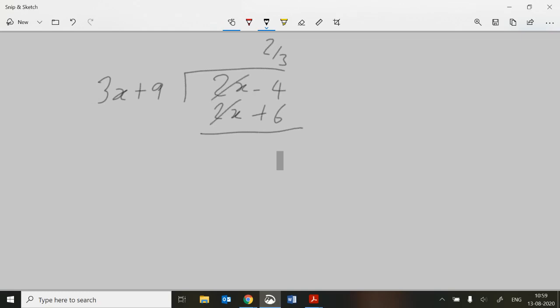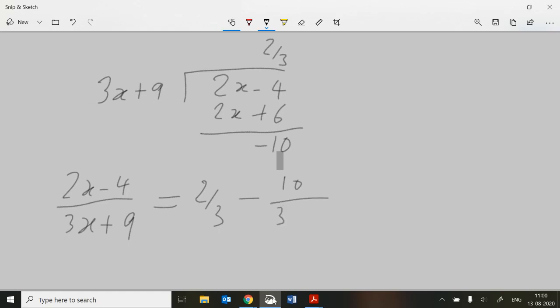And now I take the difference of those two things. So this and this is going to cancel. And minus 4 take away 6 is going to give us minus 10. And so we can say that 2x minus 4 divided by 3x plus 9 is equal to 2/3. Okay, that's my answer for the division, with a remainder of minus 10, which is yet to be divided by 3x plus 9. We couldn't divide that by 3x plus 9. We can't do 3x into any x's which are left.